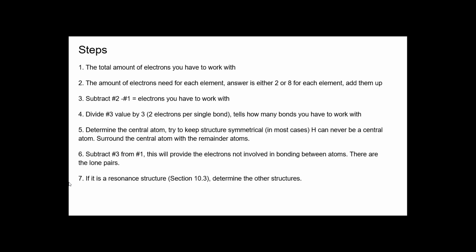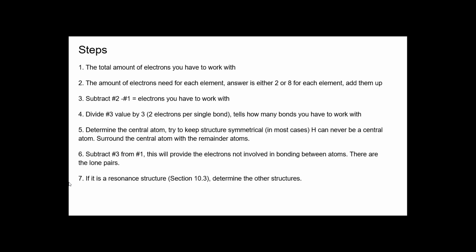These are the electrons you have to work with. Then for number 4, you're going to divide that number from 3 by 2. Why? Because 2 electrons are for a single bond. This is going to tell you how many bonds you have to work with within a Lewis structure. Number 5, determine the central atom. Try to keep the structure as symmetrical as possible. In most cases, the symmetrical structure is the lowest energy.